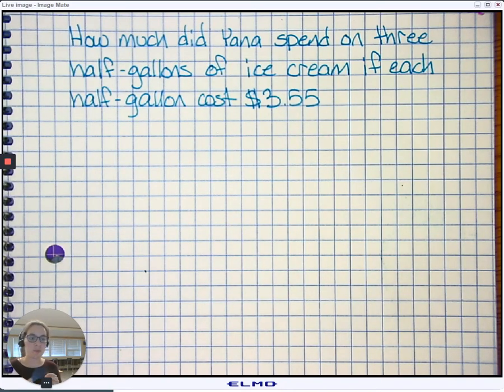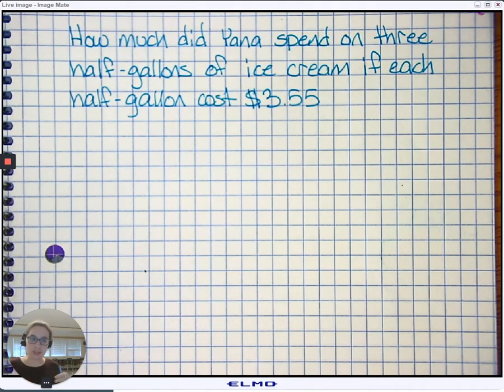Lesson 2.2, Example 1, multiplying decimals. So you should have seen the previous slide which had the visual representation of this problem. How much did Yana spend on 3 half-gallons of ice cream if each half-gallon costs $3.50? And you would have seen the visual that had the 3 blocks and then the partial block showing 3 and 55 hundredths. Remember that multiplication is just repeated addition.